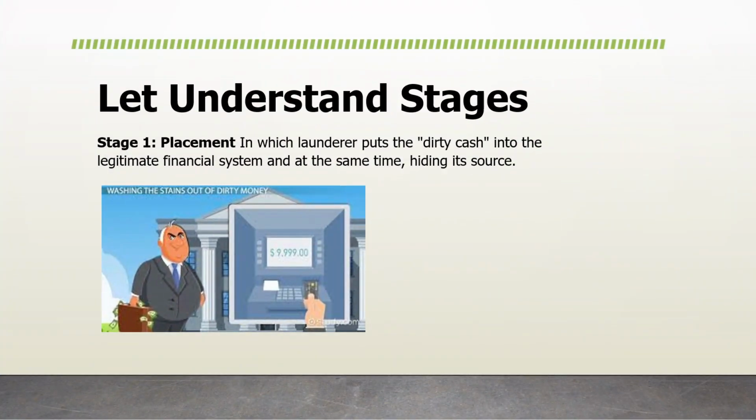Let's understand the stages one by one. Stage 1, placement, in which the launderer puts the dirty cash into a legitimate financial system and at the same time hides its source. Common examples are blending of funds, meaning commingling illegitimate funds with legitimate funds, such as placing the cash from illegal narcotic sales into a cash-intensive locally owned restaurant. Or breaking up amounts, meaning dividing cash into small amounts and depositing it into numerous bank accounts in an attempt to evade reporting requirements.